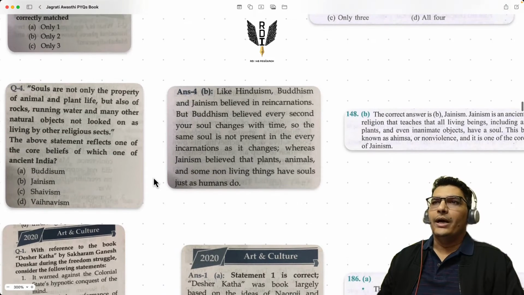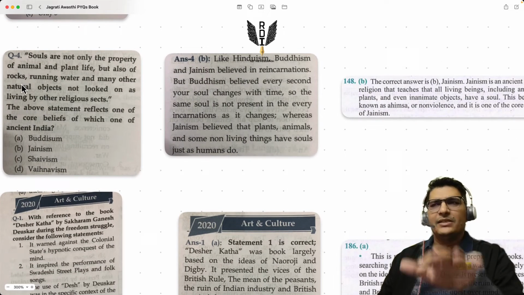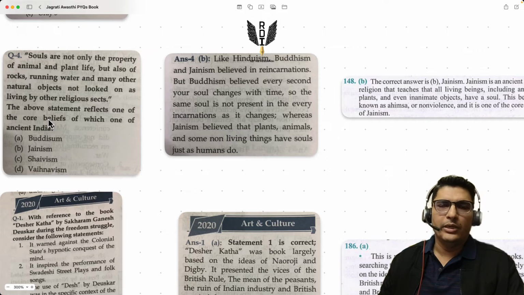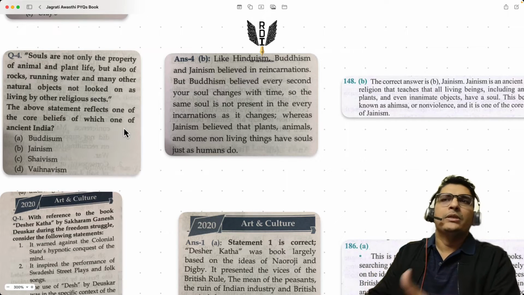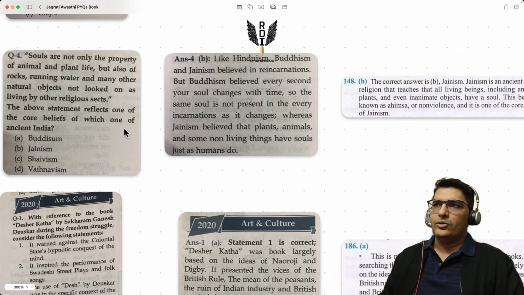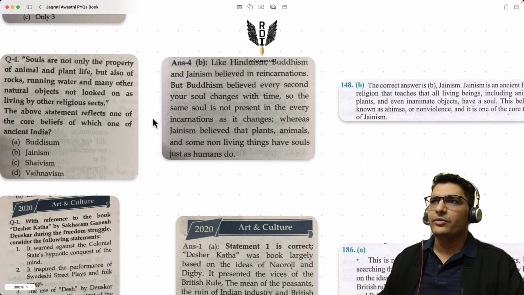Then you had this question: souls are not the property of animals, right? Again, all of the questions which I have taken are from 2023 only, because the maximum effort is going to be put by these books into 2023 questions. Older questions I have not referred to much. Wherever relevant only I have referred, otherwise I've stuck to 2023.